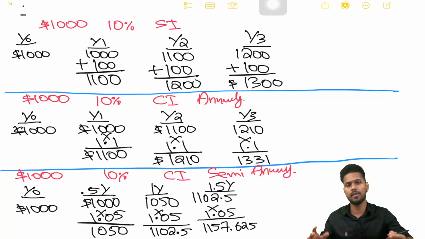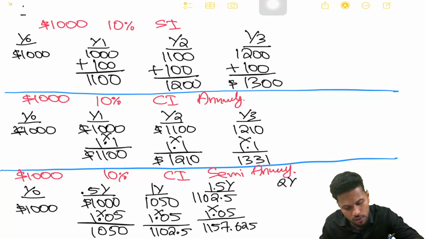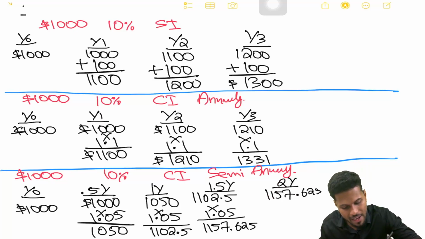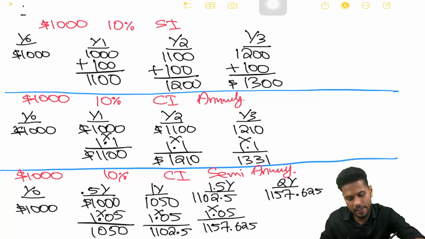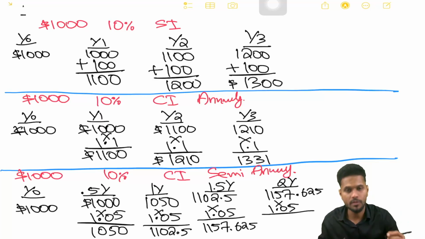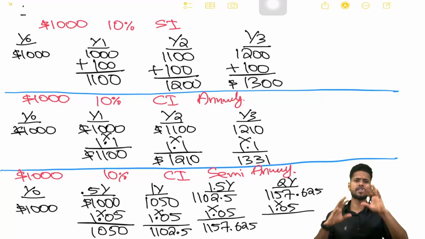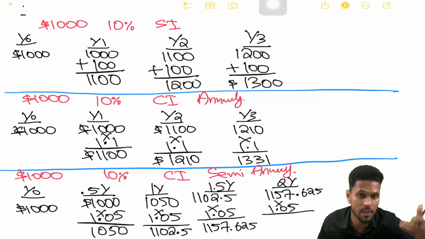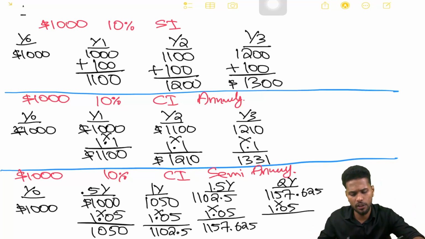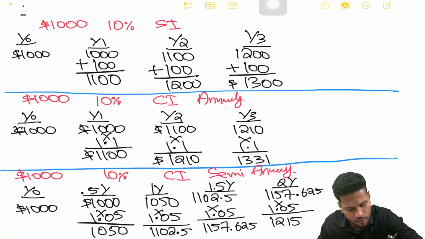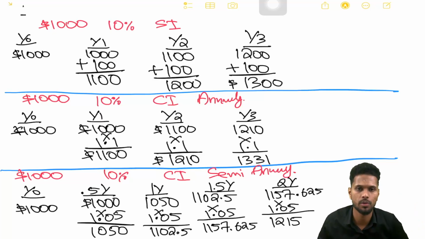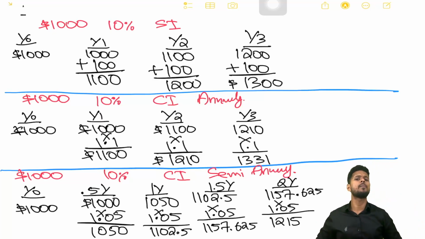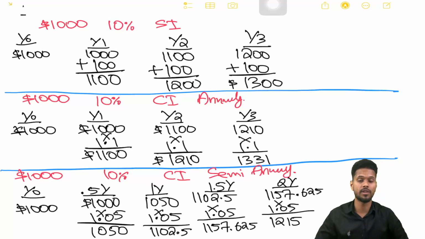Okay, so the next calculation will be done in the second year. In the second year, how much will be the amount? 1157.625, the same amount as previous, and it again increases by 5%. That means 1.05. So the amount is how much? Very simple. Amount is 1215 point something, so I'm rounding that to 1215. Clear? This is the amount. So this is the case of compound interest in the semi-annual case.